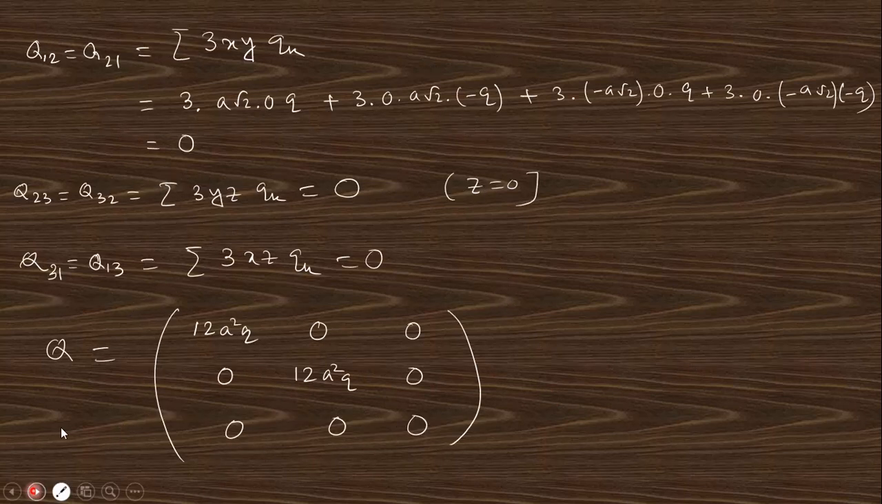In a similar fashion for Q12 and Q21, this is 3xy, and putting in the values you get 0, because either x or y is 0, and the others are 0 because z is 0. Clear? So finally you get this quadrupole tensor. Next question.